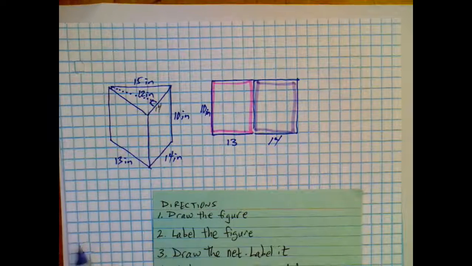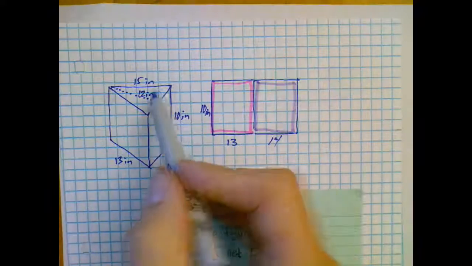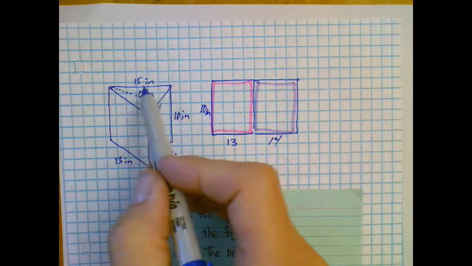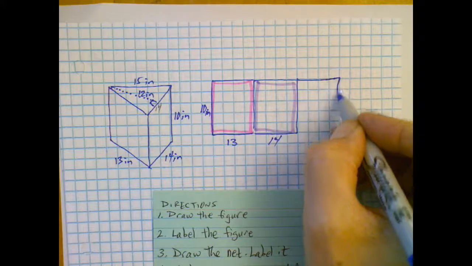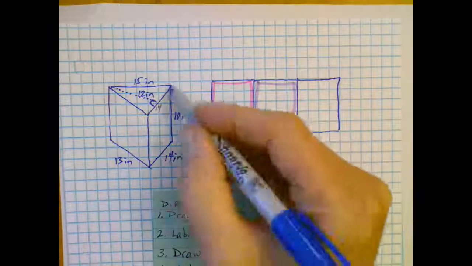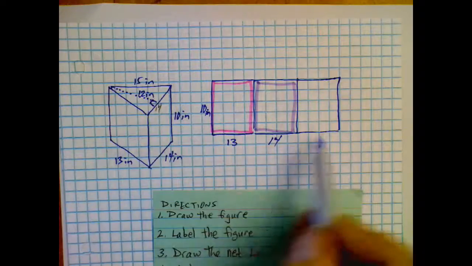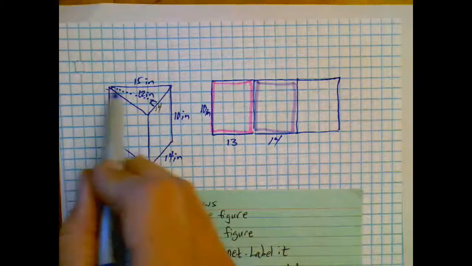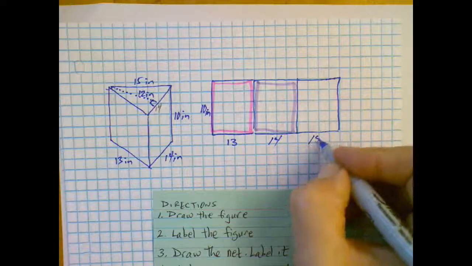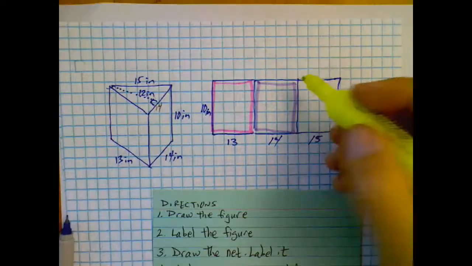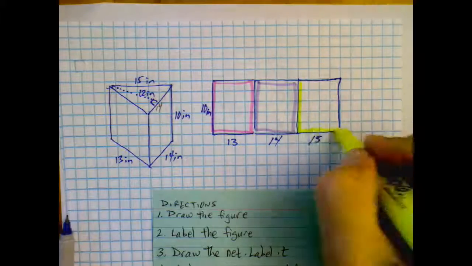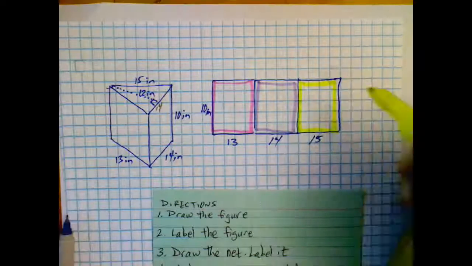And then I have one more rectangle. It's the one that's on the back side of the prism. And it also has a height of 10. But what's its other edge length? Well, it's this edge that we can see here. So it has a length of 15 this way, and again, a height of 10. And we'll make that our yellow rectangle. So I have the rectangles.